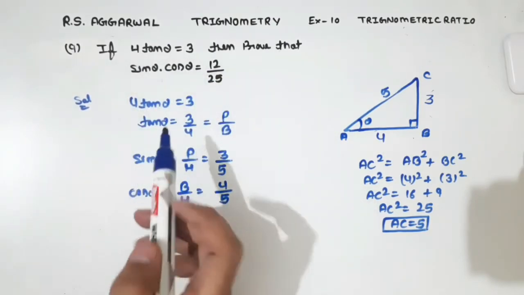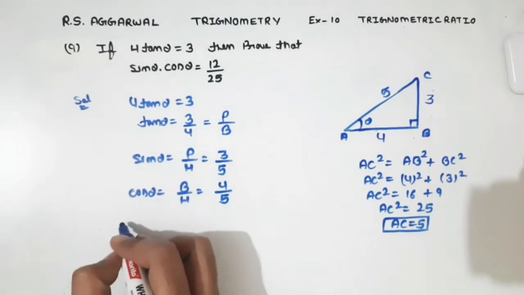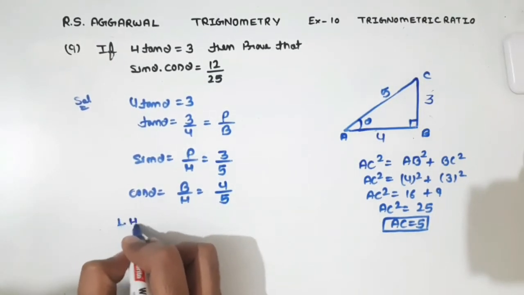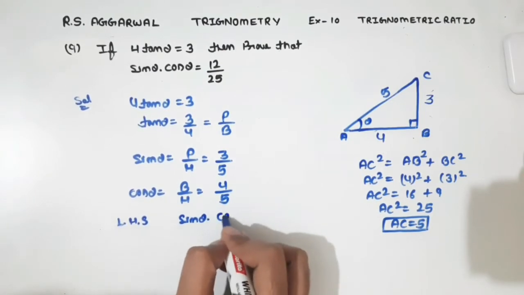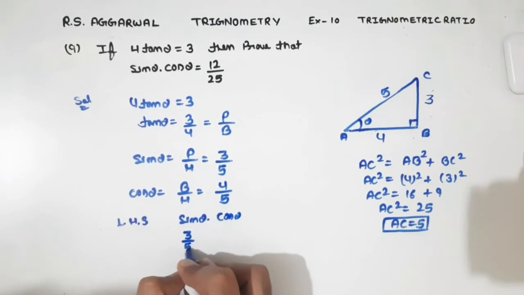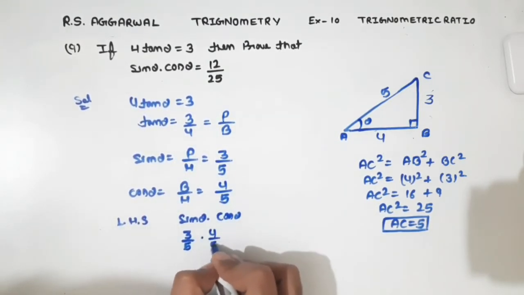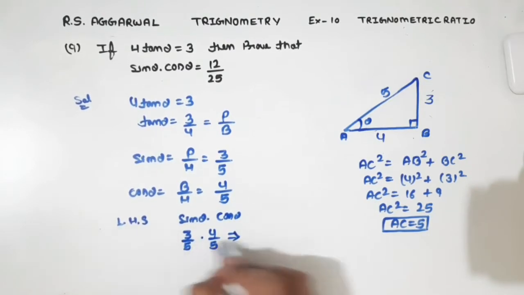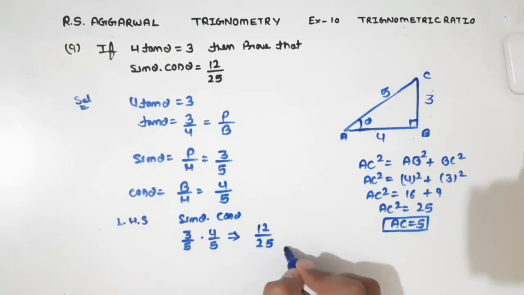So we have to prove sin theta into cos theta equals to 12 upon 25. So now LHS, that is sin theta into cos theta. So sin theta is 3 upon 5, now putting value, and cos theta is 4 upon 5. When we multiply them, that will come as 12 upon 25, that is equals to RHS, hence proved.